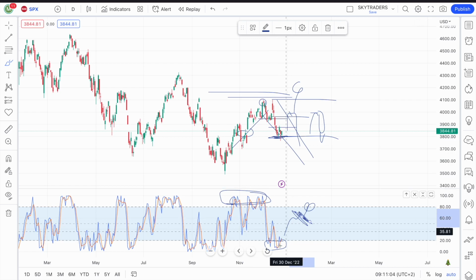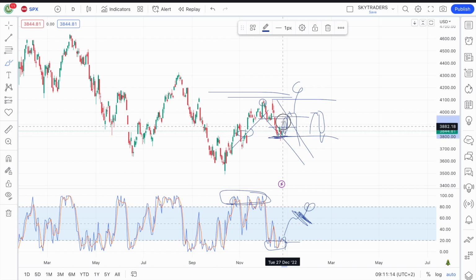Because now, if you only care about the stochastic, you say, all right, it's oversold, so I'm going to buy. It's not the case. Probably it's the case for a short period to reach the Fibonacci retracement level, because we are consolidating already. But this is not the case if you're focusing on the long term.